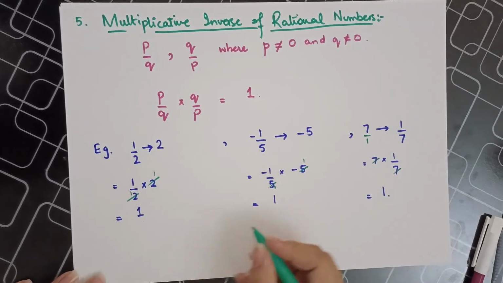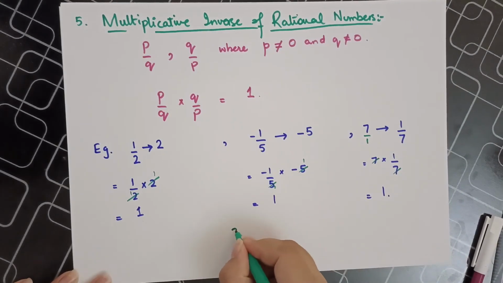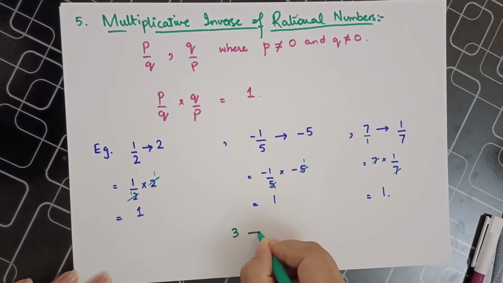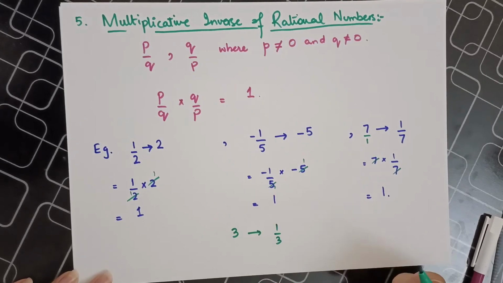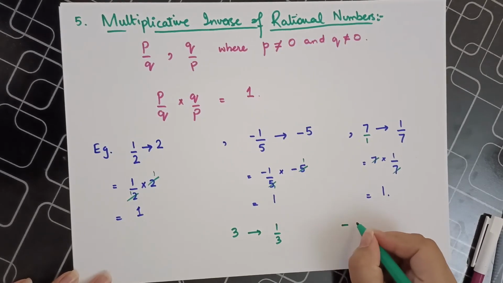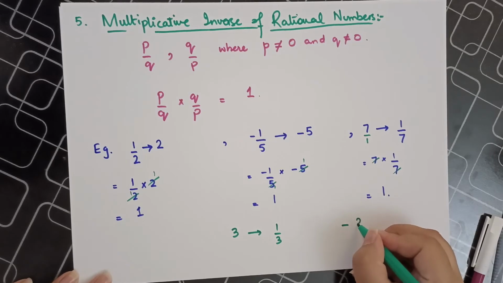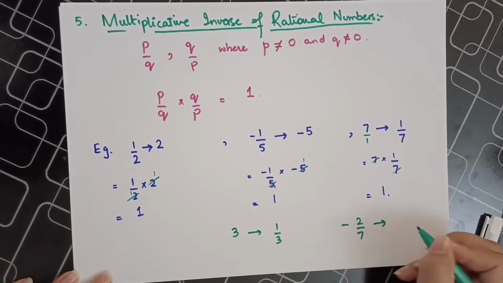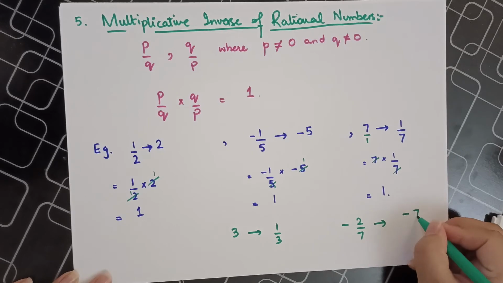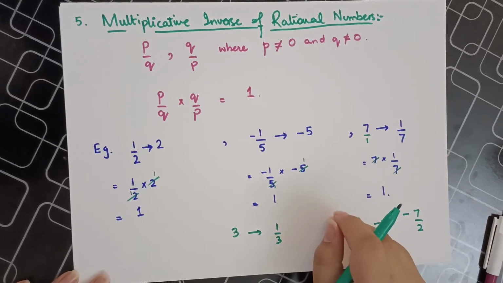Let's suppose you have 3, its multiplicative inverse will be 1 upon 3. And if you have minus 2 upon 7, its multiplicative inverse will be minus 7 upon 2. You're going to take the reciprocal of it.